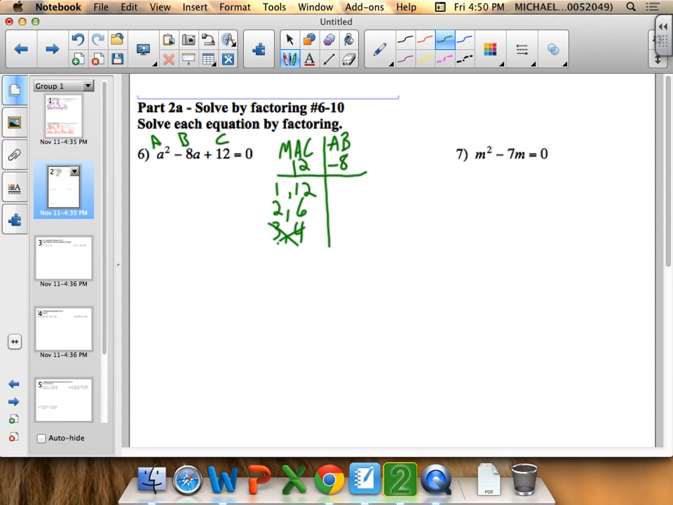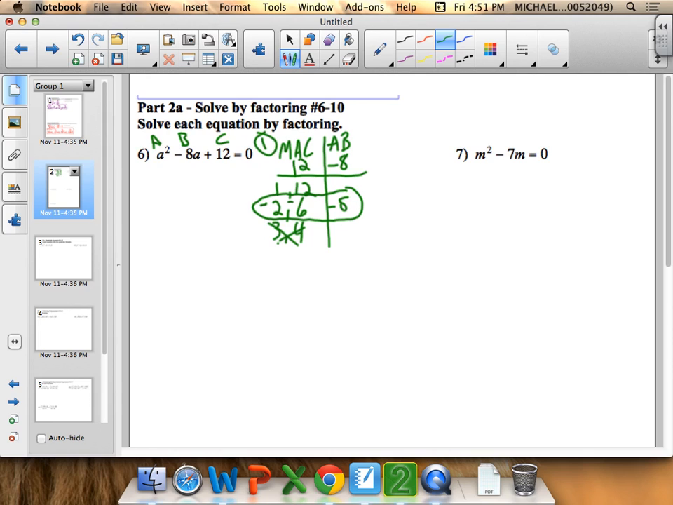2 times 6 is 12, but 2 plus 6 is a positive 8. So I need to get a positive number when I multiply, so that means I have to make both of those negative. Negative 2 times negative 6 is still a positive 12, and negative 2 plus negative 6 is indeed a negative 8. So this is what I choose.